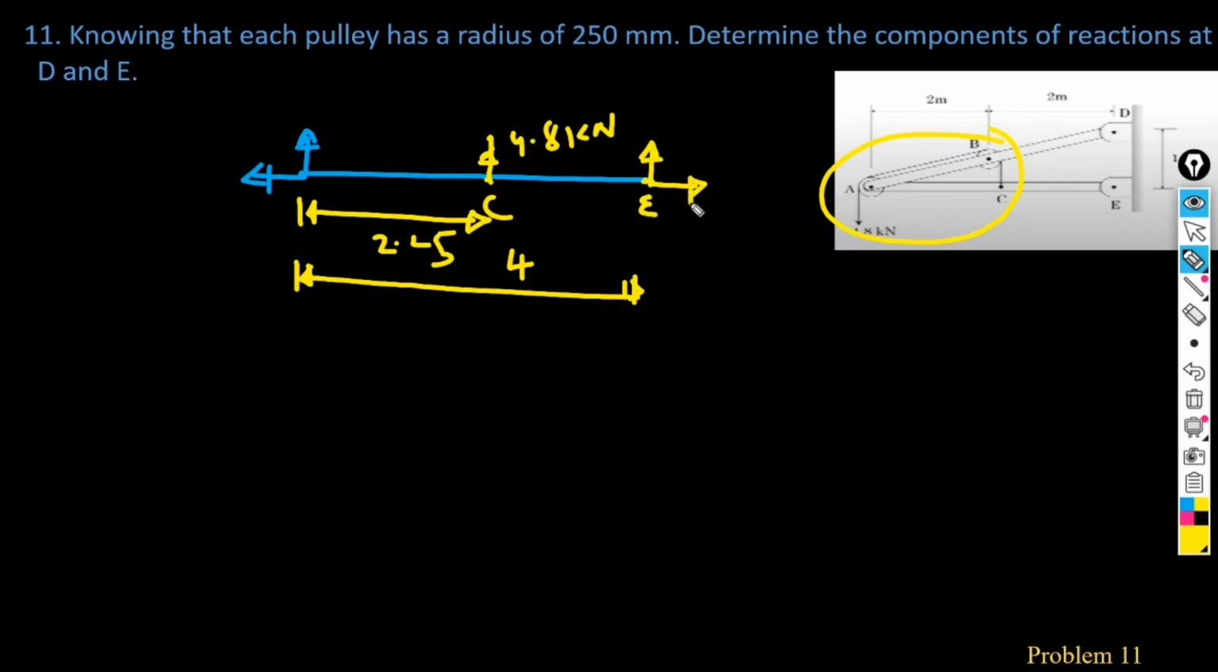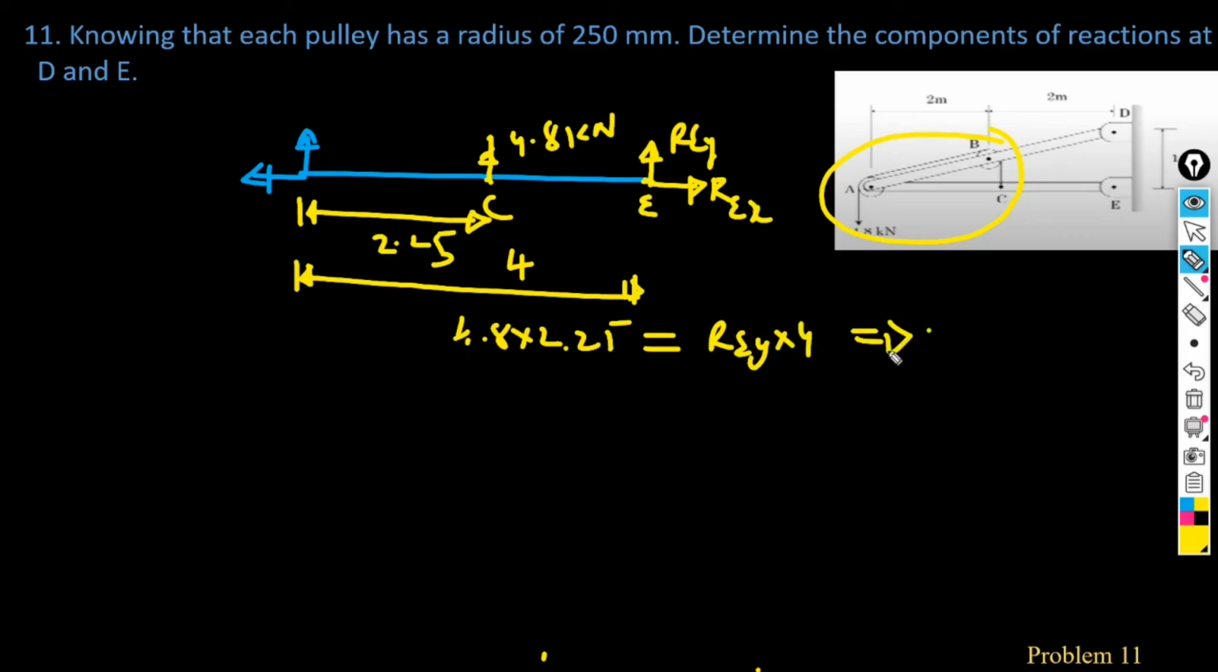Then 4.8 into 2.25 is equal to, let these reactions be REY, meaning vertical, and REX. Then the moment equation is 4.8 into 2.25 is equal to REY into 4. From here REY is equal to 2.7 kilonewtons.